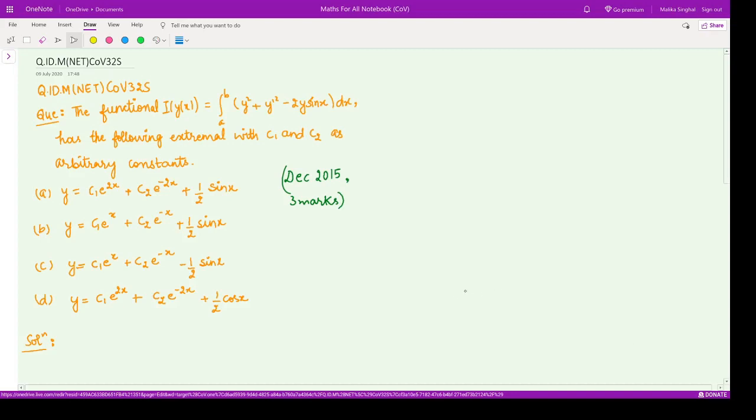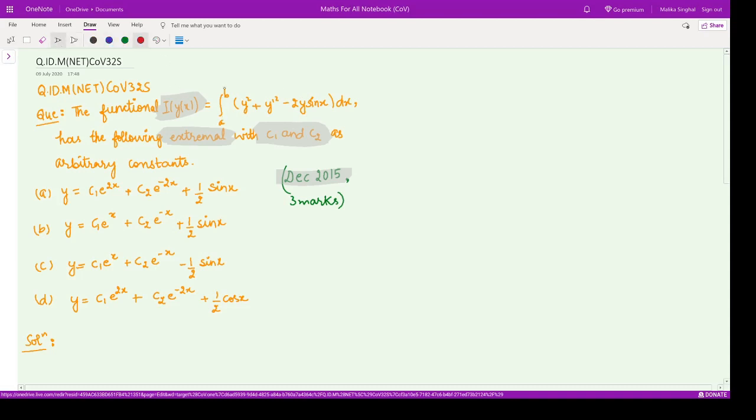In this video, we would solve CSIR-UGC NET December 2015 question consisting of 3 marks. In this question, we need to find the extremal for this functional, right? We are given 4 options and we are also given that C1 and C2 are arbitrary constants, that is, they can take any value. So, for calculating this, we must know what form our functional is in.